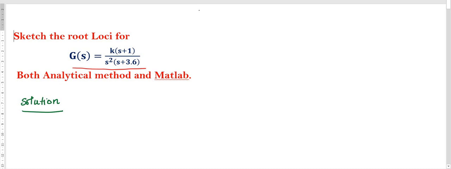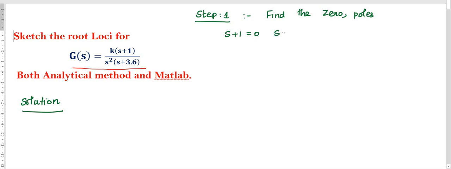First, step number 1. Step number 1 is to find the number of poles and zeros for this open loop transfer function. How to find the zeros? Set the numerator polynomial equal to 0. We get the zeros of the transfer function. s + 1 = 0, or s = -1. So the zero is at -1.